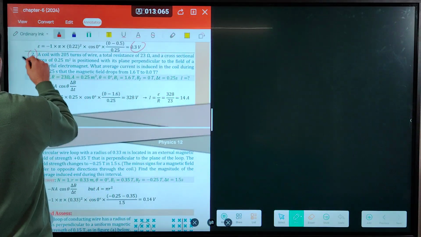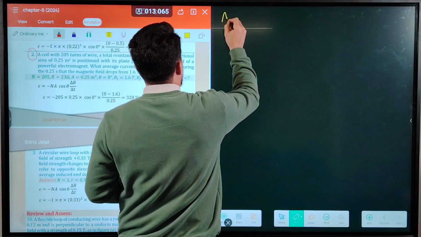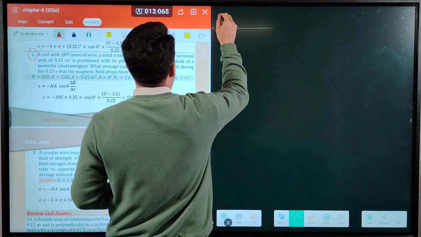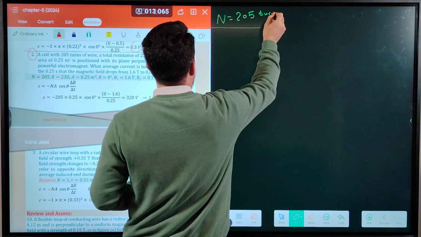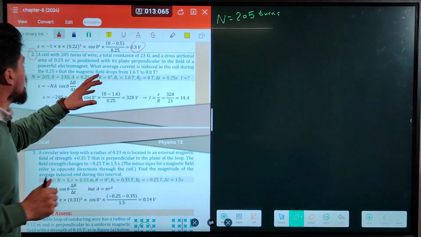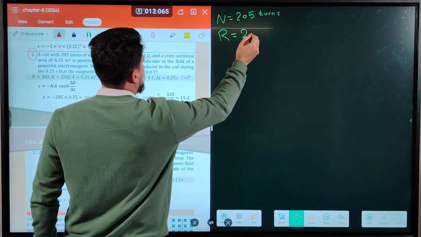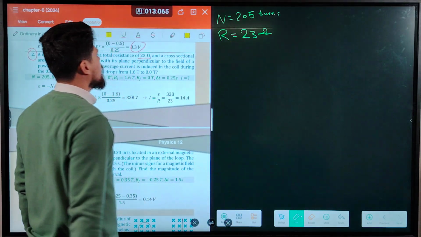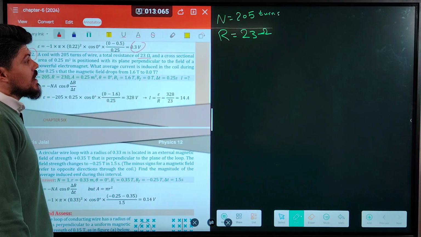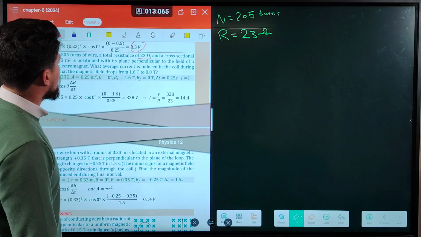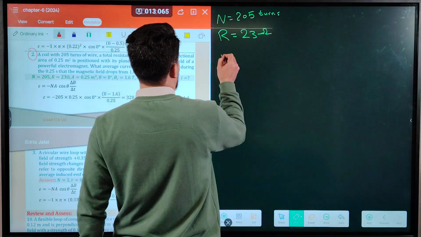Question 2 in practice 6b: a coil with 205 turns. How many turns do we have? 205 turns. This is the number of turns of a wire with a total resistance of 23 ohms. Whenever the resistance is given, you have to find the induced current, because without the resistance we cannot find the induced current. And the cross-section area of this coil is 0.25 meters squared.